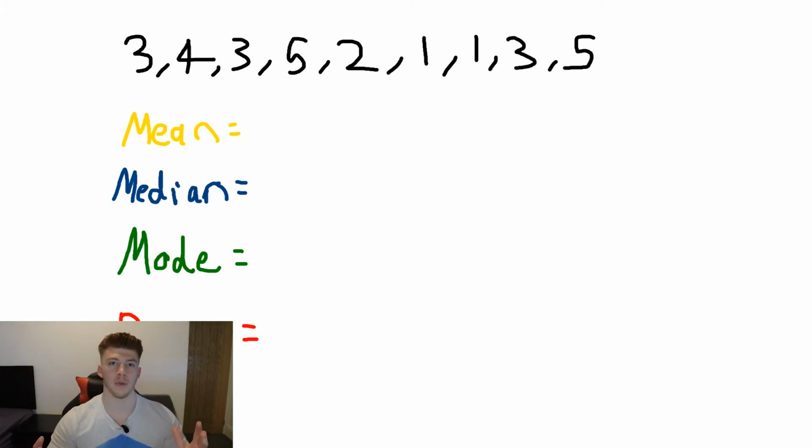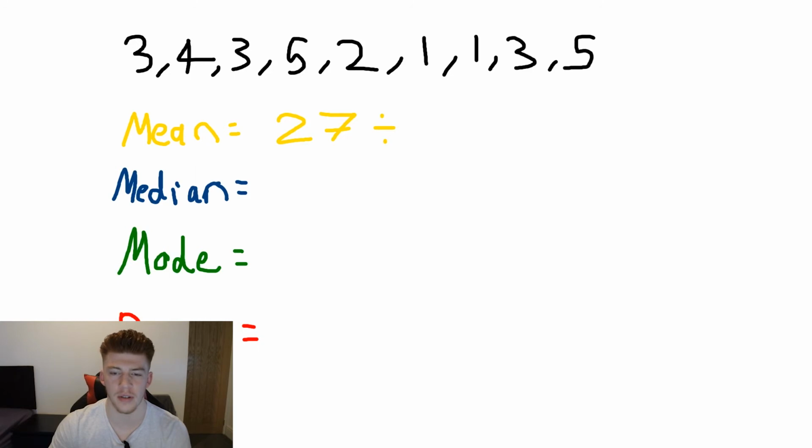Right, so hopefully you've unpaused the video. I'm going to go through what the right answers are and hopefully you've got the same as me. For the mean, you add up all of the numbers, you get the number 27. You divide this by how many numbers there are in the sequence, which is 9, and you should get your mean as the number 3.